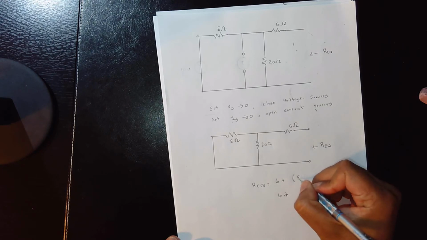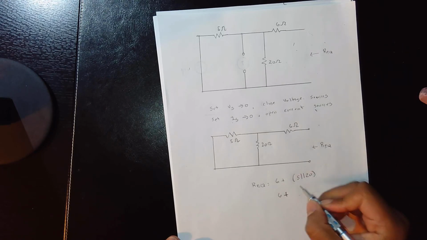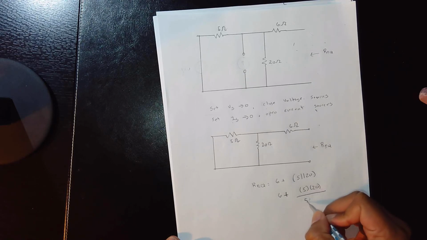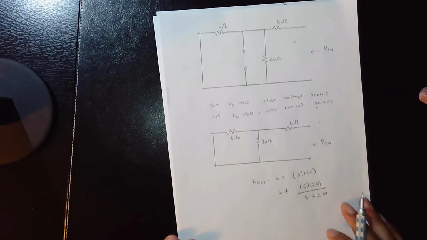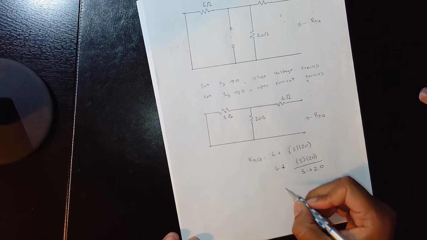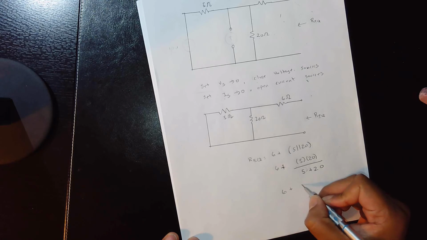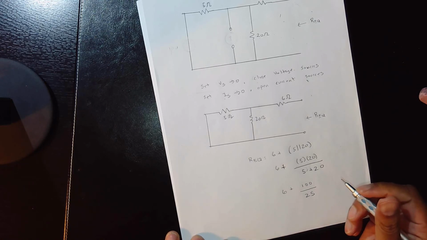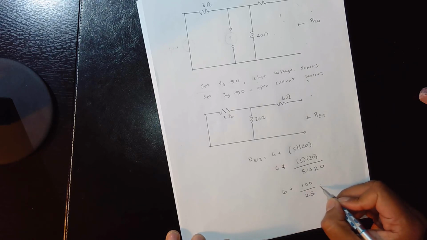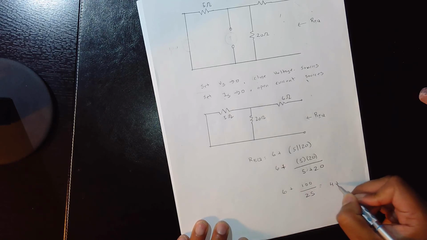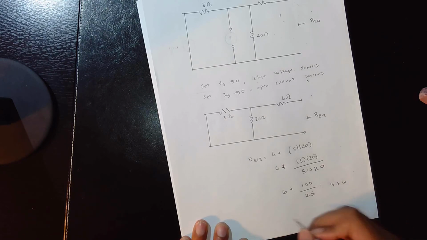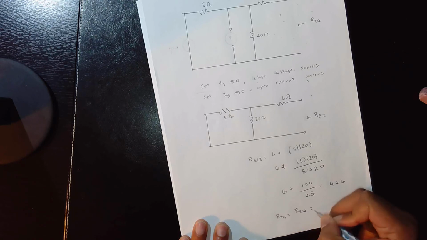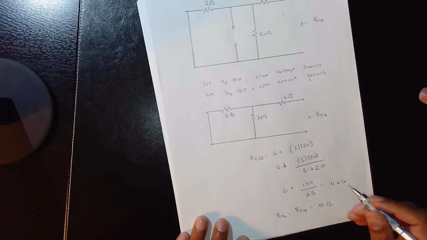So this is a 5 parallel 20. This is 5 times 20 over 5 plus 20, just like that. So we'll have 6 times 100 over 25, and that algebra will give us 4 plus 6. So our R Thevenin is equal to our R equivalent of 10 ohms, and that is very, very simple.